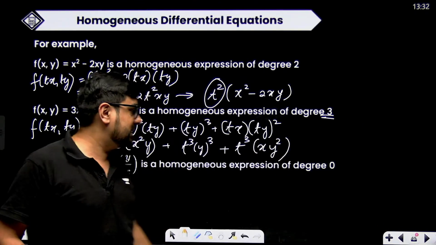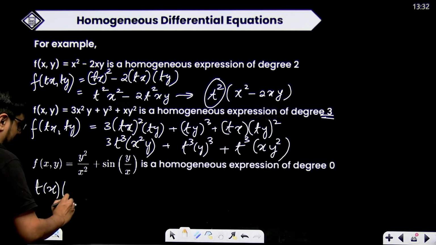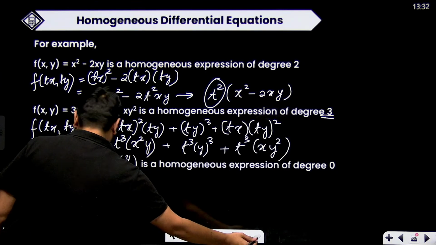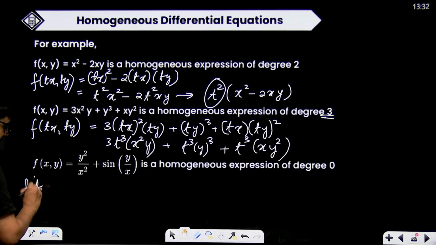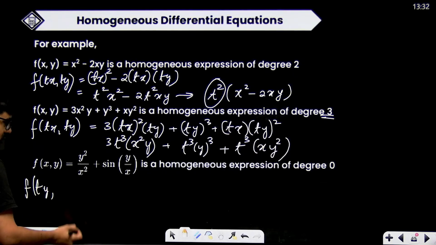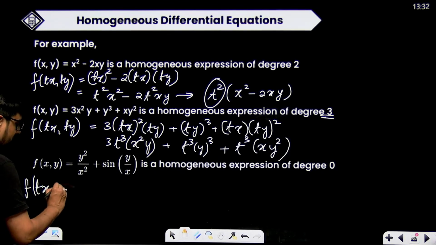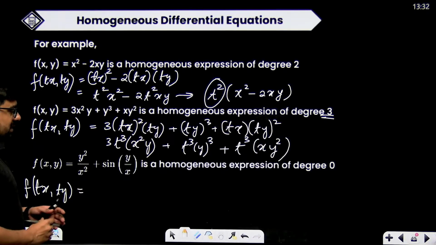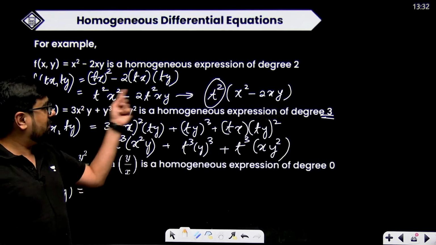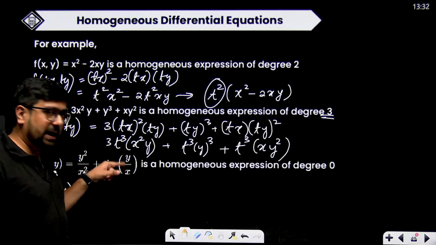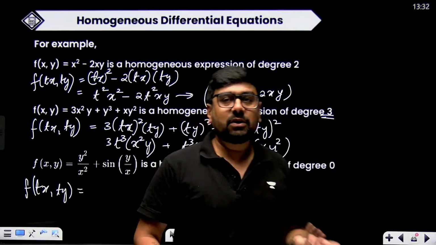Here also we can see, if we find f of tx comma ty, what is the cumulative power? y by x, 1 minus 1, 0. The power is getting cancelled. Here they were multiplied, here it's division. y by x, 1 minus 1, 0. Here 2 minus 2, 0. So yes, total power is 0 for y by x.